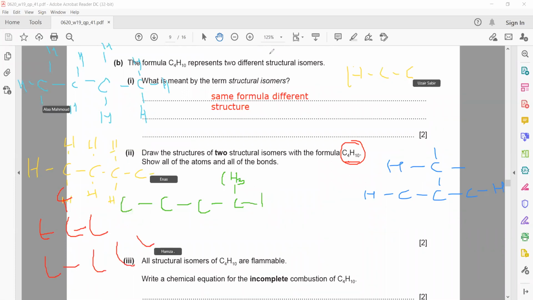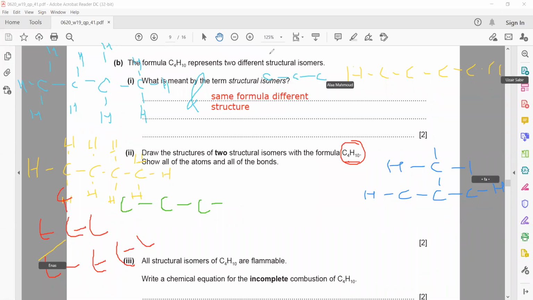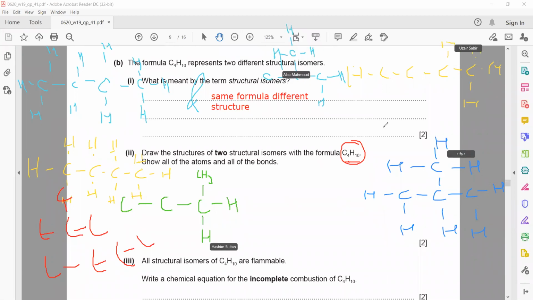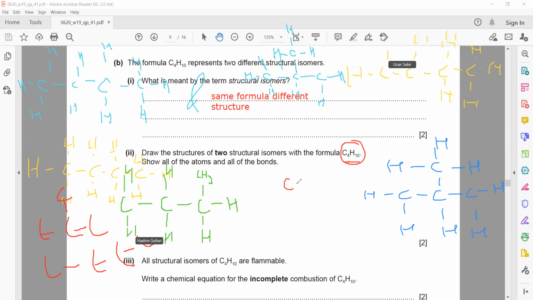So C4H10: 2-methyl propane and butane are the two isomers. First make one as a straight chain and another one as a branch. But don't try to make a branch at the end. For example, say the first one you do straight, and sometimes students misunderstand and try to make a branch with the first one. That's totally wrong, because these two are the same structure. This is not a branch. So when you are drawing a branch, it should be at the second carbon. First one will be butane and the second one will be 2-methyl propane.